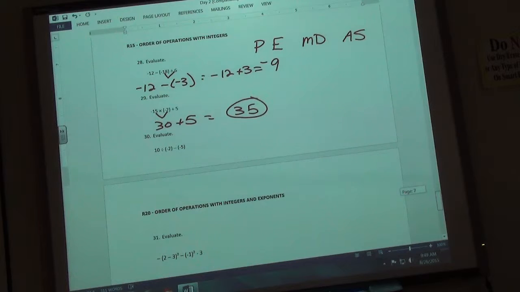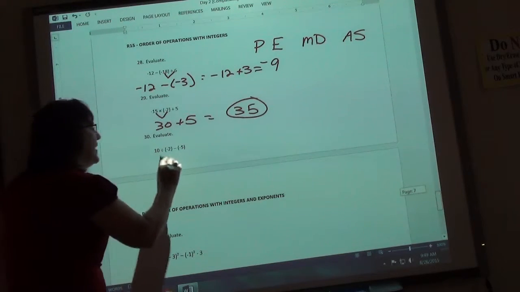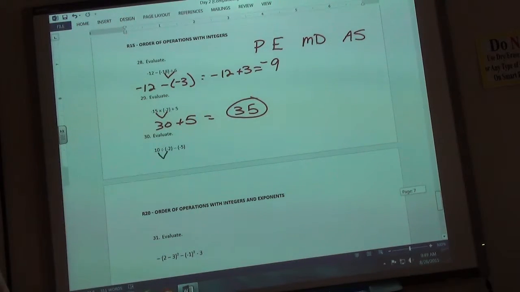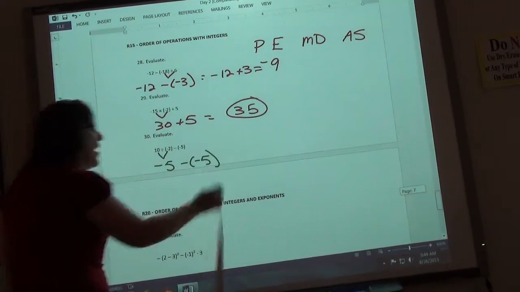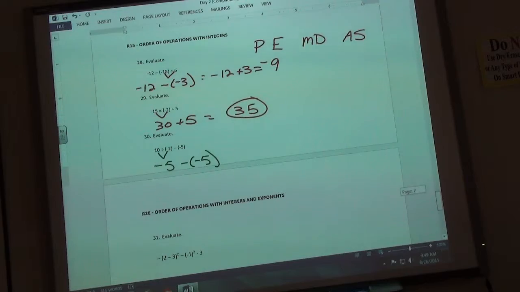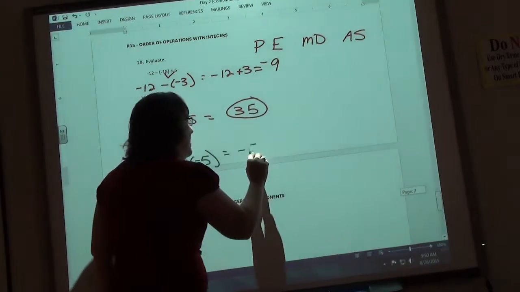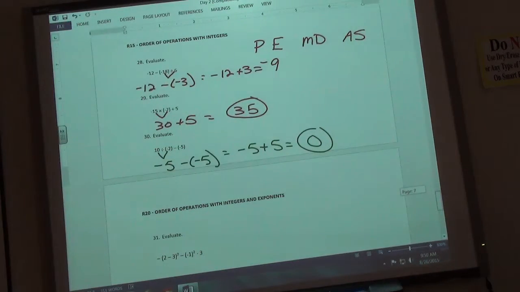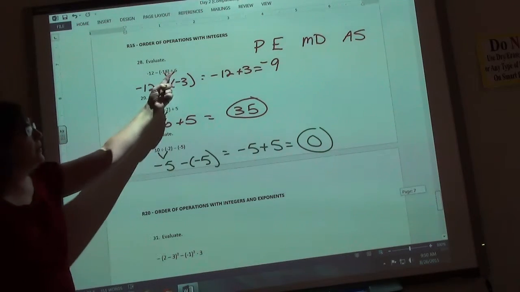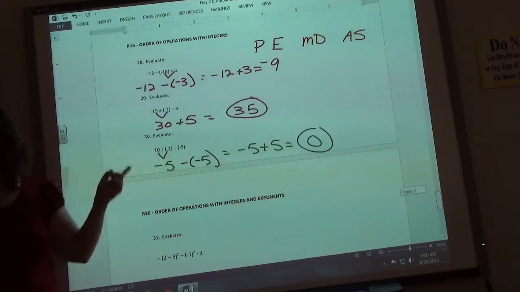And number 30 then, if I'm following my order of operations, what would I do first there? Divide. 10 divided by negative 2? Negative 5. And then I have negative 5 subtracting a negative 5, which means I'm going to change it to plus 5. And a negative 5 plus 5 is 0. So it's not necessarily the order you see the problem. Multiplying and dividing come before adding and subtracting.